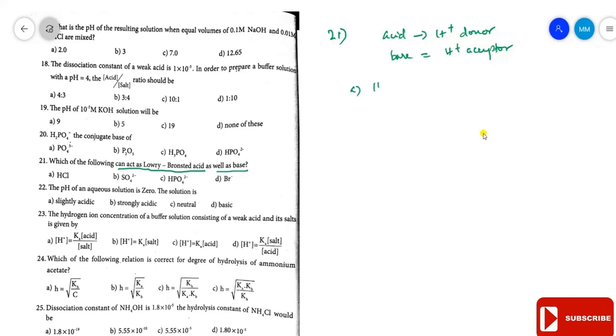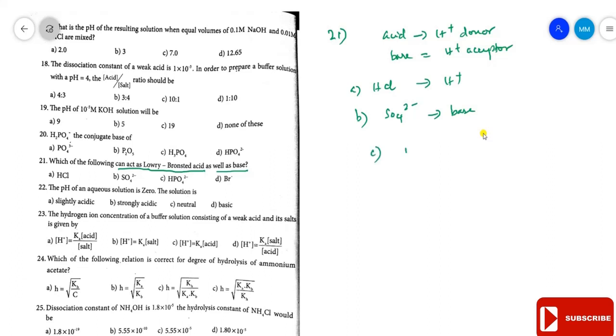Consider hydrochloric acid. Hydrochloric acid can only donate a proton; it cannot obtain the proton. In case of B, the sulfate ion, SO4 2 minus, it can accept a proton, but it cannot donate a proton. So it can act as a base, not an acid.